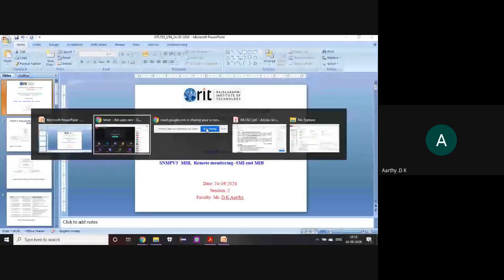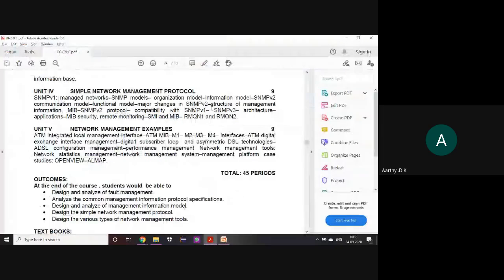I'll just show you your syllabus, how much we have covered. So yesterday we started version 3, then we saw the features, and then we saw the architecture and the application. So today we saw what is MIB security. So what is MIB in version 3 and the security features. So we saw what is remote monitoring. So why we need remote monitoring. And then we saw just an introduction about the MIB. So we have to look at remote monitoring 1 and remote monitoring 2 tomorrow. So tomorrow I'll complete the 4th unit, and from Monday I'll be starting your 5th unit.